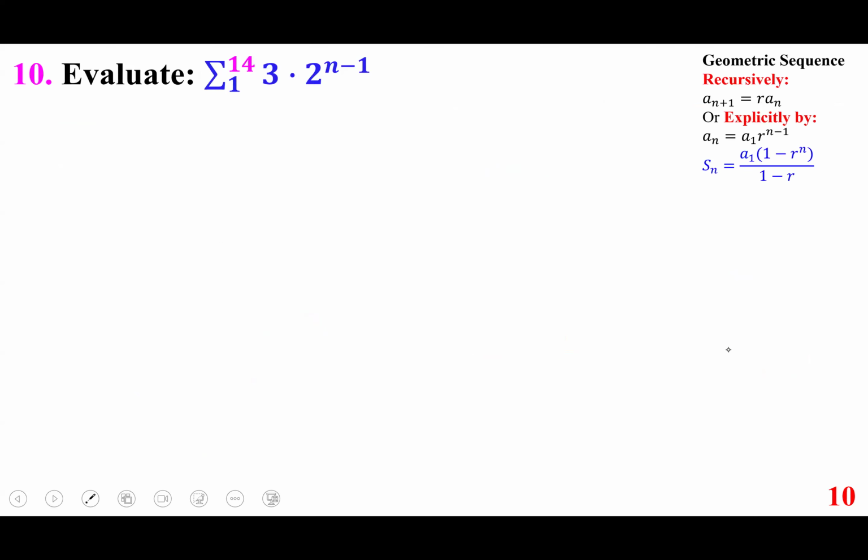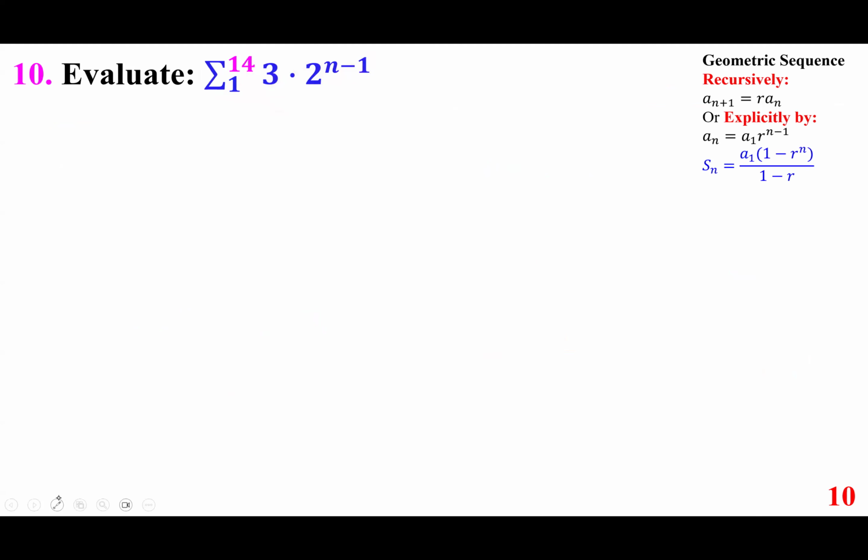We want to evaluate this summation from 1 to 14, 3 times 2 to the power of n minus 1. So we have to just add them up. 2 to the power of n minus 1. That means 1 minus 1 or 0. So that's 3 plus the second one: 3 times 2 to the power of 2 minus 1, or 3 times 2.